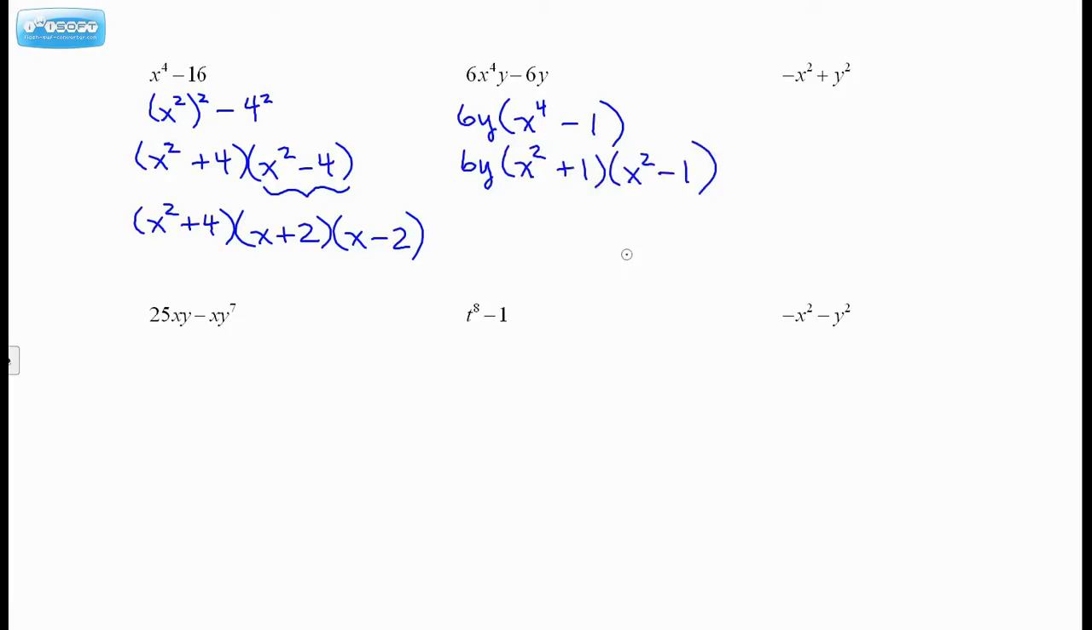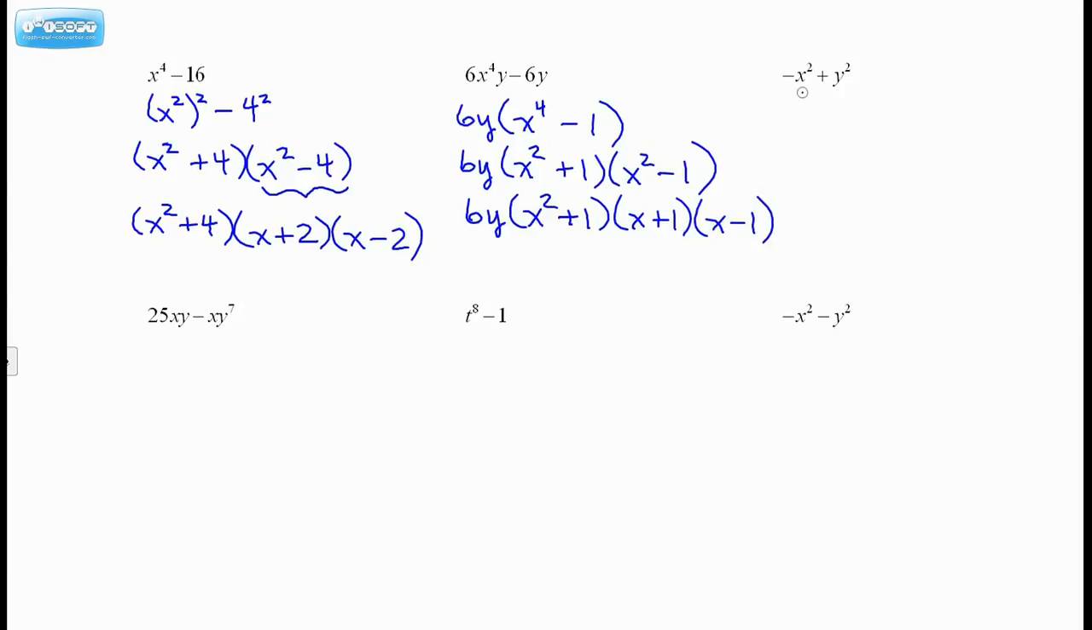And I'm not quite done because this here is still a difference of squares. So I can actually do quite a bit of factoring in the end. Okay. Again, this is a sum of squares, nothing I can do, but I can break that down to x plus 1, x minus 1.